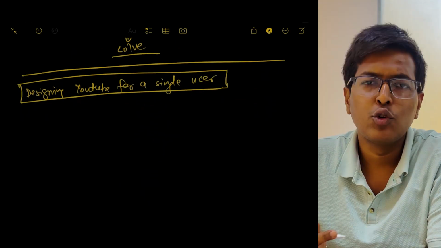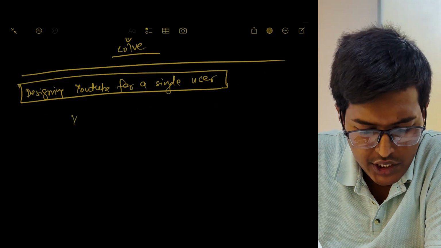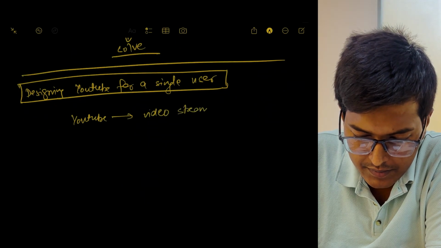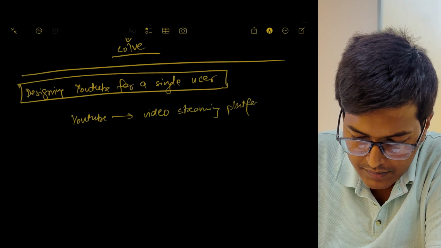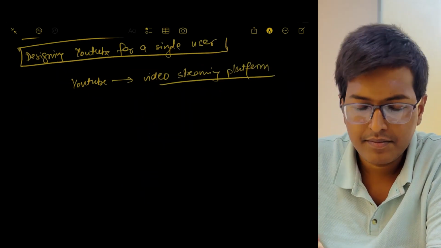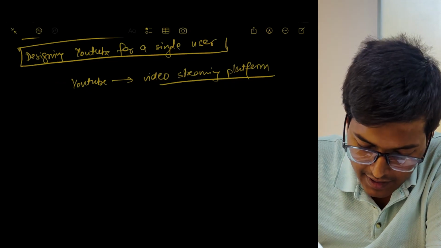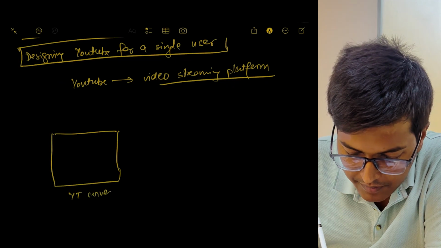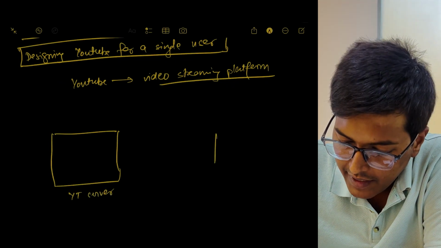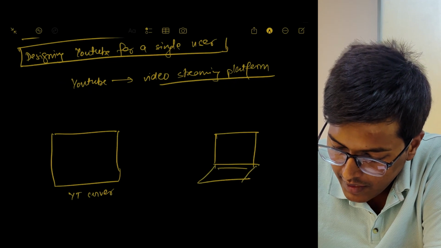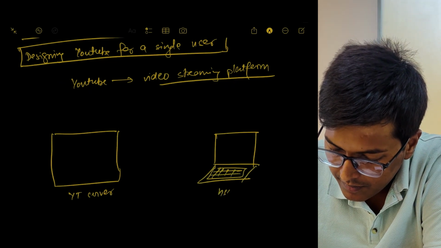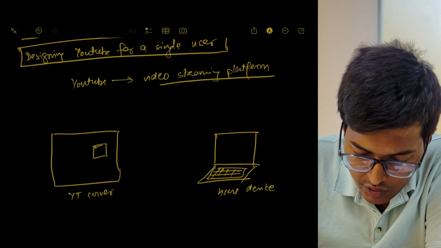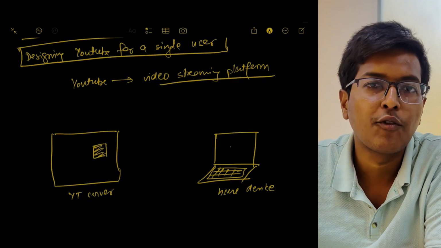Now let's see, what is YouTube? YouTube is essentially a video streaming platform, right? So let's say, very, very simply, this is the YouTube server, in a very, very simple sense. And this is the user's device. Now let's say there is a video associated here, which the user wants to buffer.